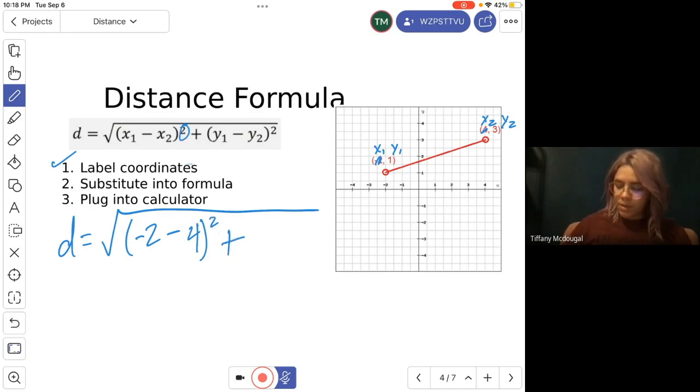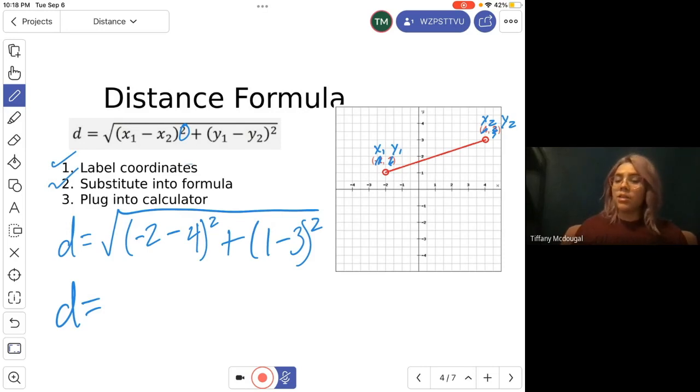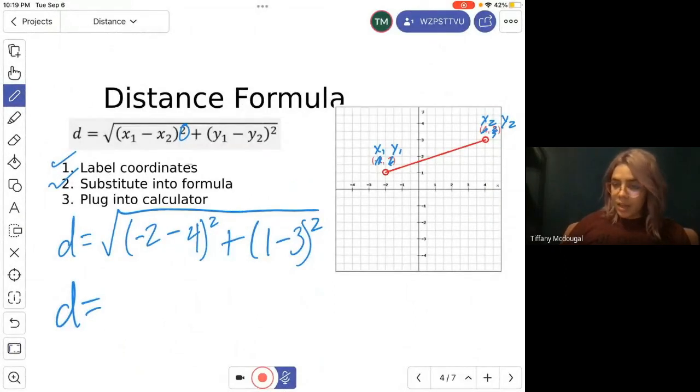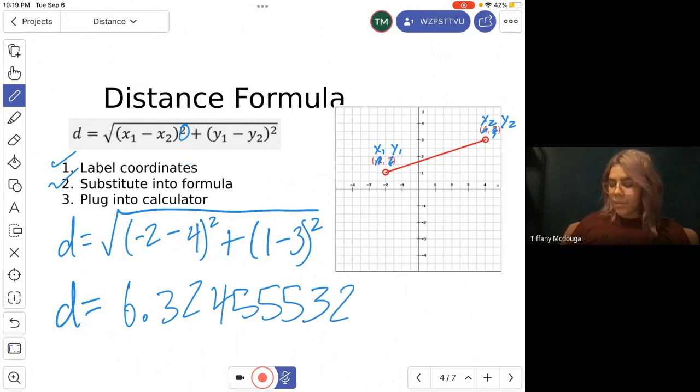plus y1, which is 1, minus y2, which is 3. Again, squared. Sweet. And then I'm going to take that after I've substituted, and I'm going to plug that directly into my calculator exactly the way I see it. And I get 6.3245532. Okay. Or when I round that, because it's IB, I need to round that to 3 sig figs.